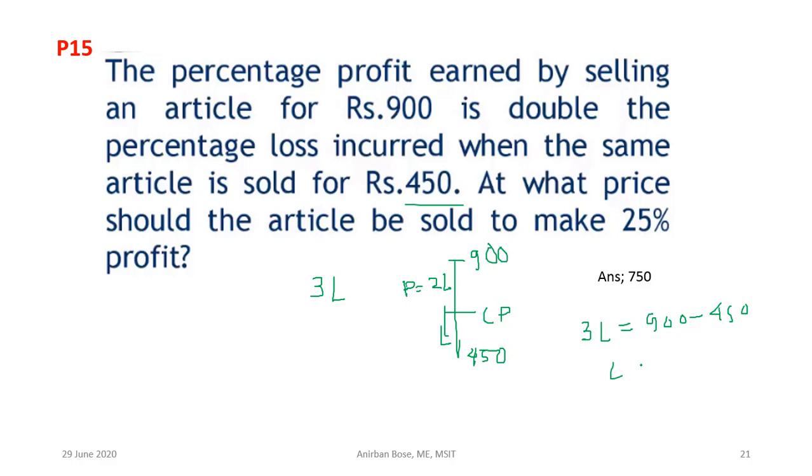So what is L? L is 150. So if you know L is 150, so what is the cost price? Cost price is 600. So question is, if 25% profit, then what should be the selling price? So 600 into 25% profit. So 125 by 100. That's all.